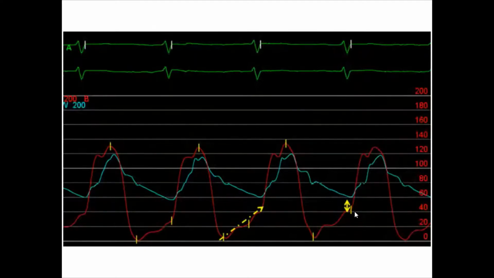Now concentrate on the aorta and the arrows. What does this arrow mean and what does this arrow mean? So in the aorta, this is the diastolic pressure. Yes, this is end-diastolic. And this is the diastolic gradient. What about the other arrow?